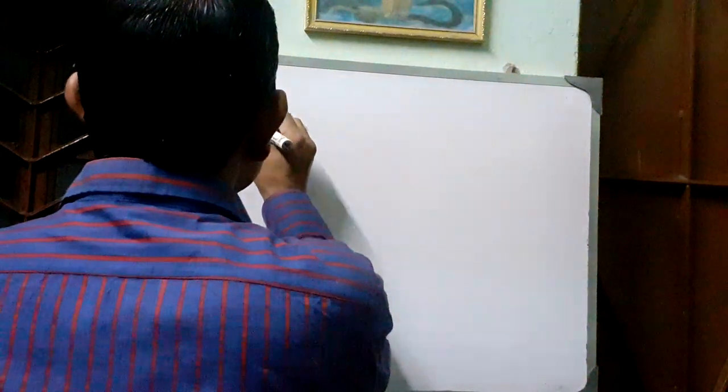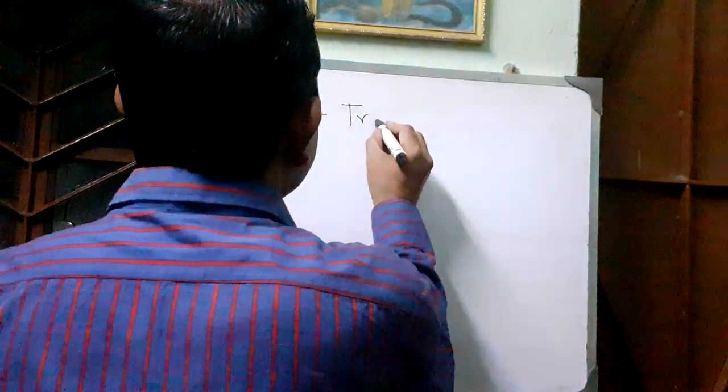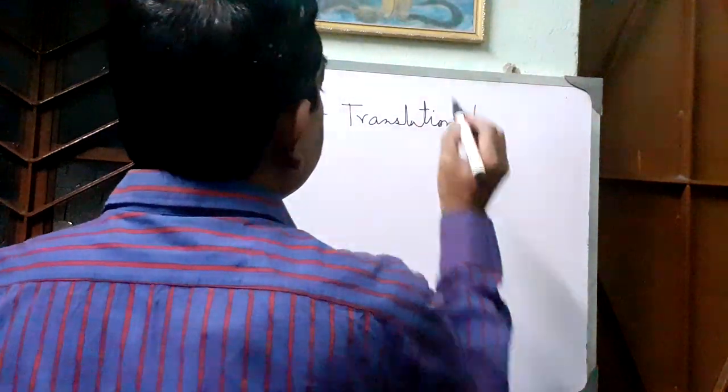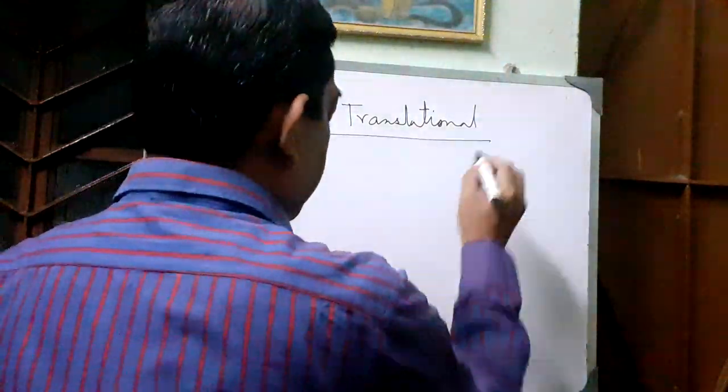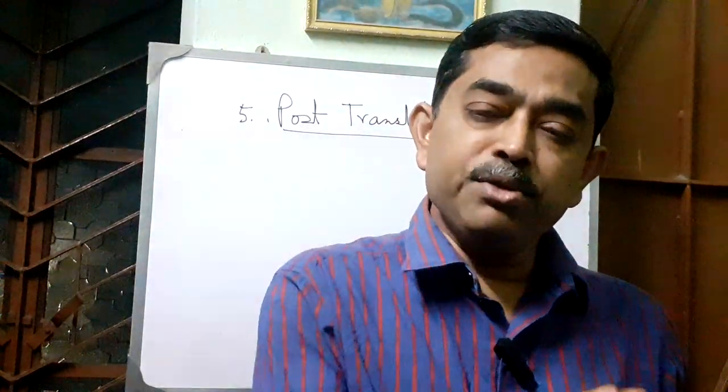The fifth one is the post translational regulation of gene expression. I have told about the transcriptional, post transcriptional, and translational levels. In case of translational, I have told that if the mature mRNA is sent to the endoplasmic reticulum, then there will be no problem of degradation of that particular mRNA, and the protein will be produced.